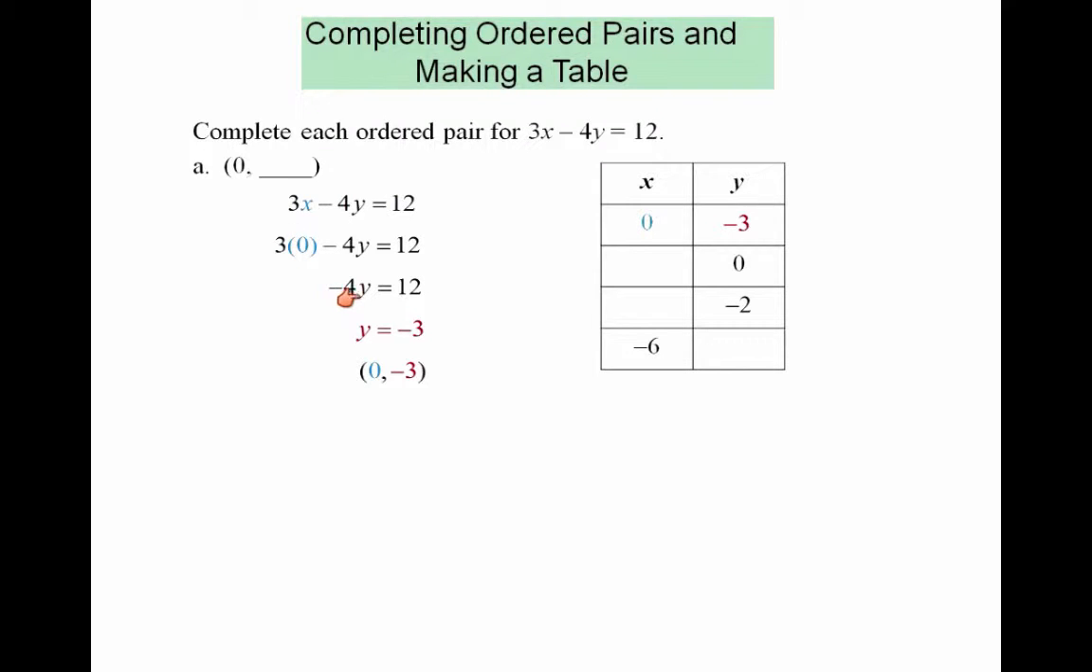So this term would be gone, equal to 0, to get negative 4y equal to 12. Now I can solve for y. y would be equal to 12 over negative 4, which is negative 3. So this would be one point or one solution for this equation or line. If x is equal to 0, y is equal to negative 3.